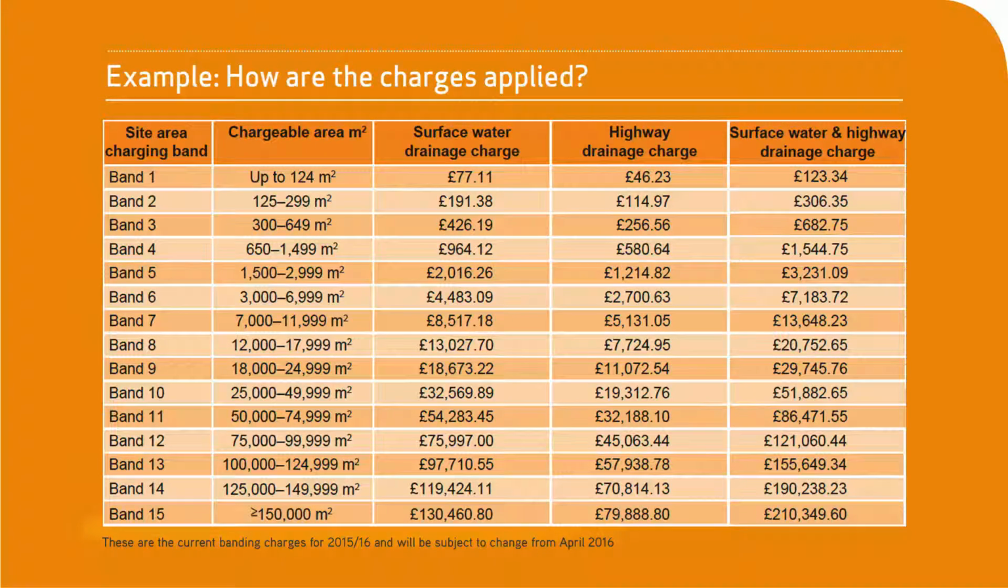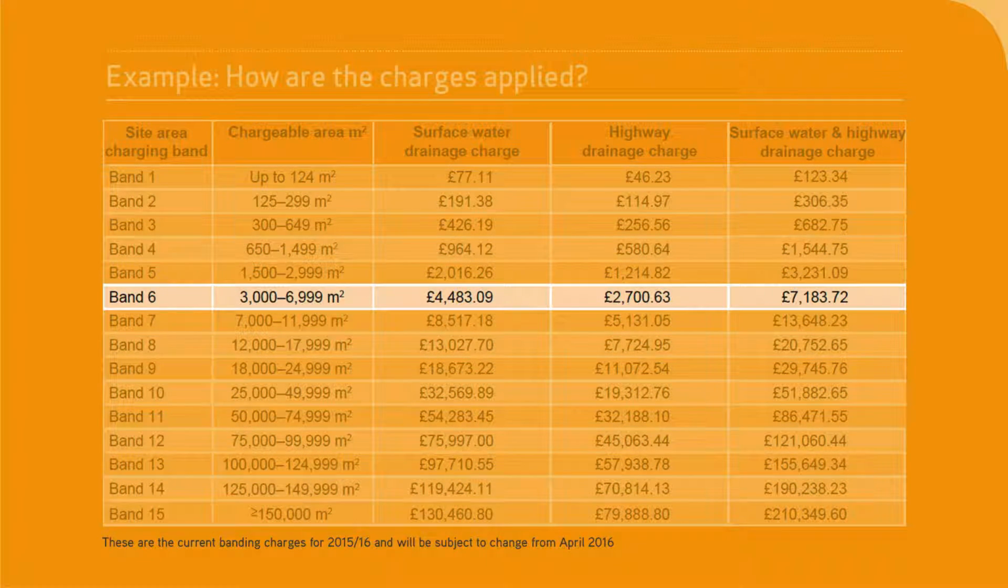In this example, which falls into charging band 6, this would receive a bill for £7,183.72 per year. £4,483.09 goes towards surface water disposal and £2,763 goes towards highway drainage.